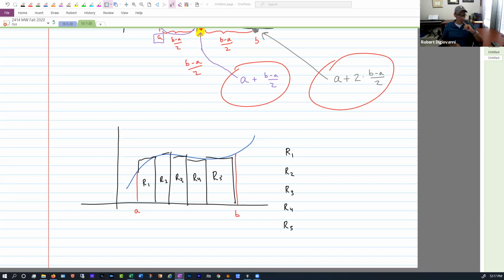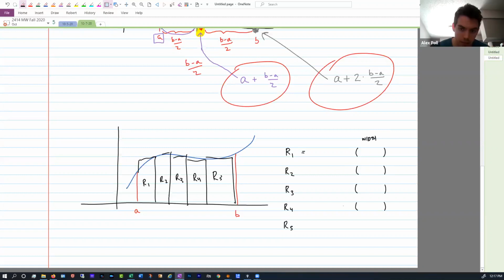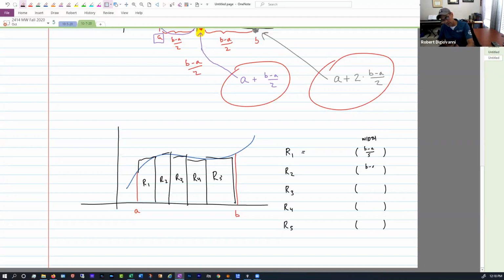I'm going to ask for anyone to tell me, all of these have the same width. Do you all agree? The width of each of these rectangles is the same. Can somebody tell me what the width of each rectangle is? B minus A over 5. B minus A over 5, right? So each of these has B minus A over 5, B minus A over 5, B minus A over 5, right? So that piece right there, the width, is just the width of each of the rectangles, and they're all the same, okay?